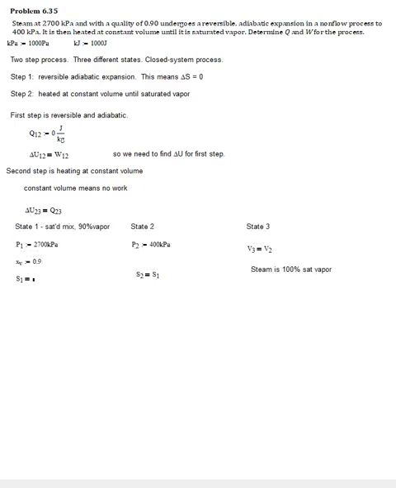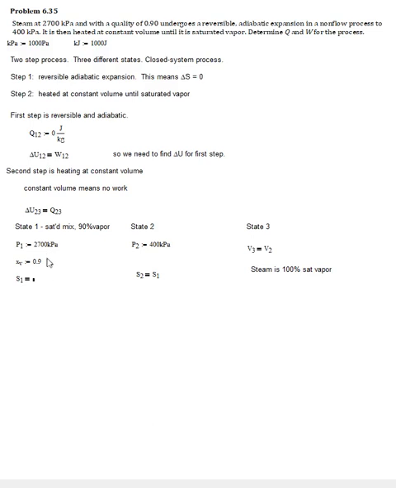So start with state 1. I've got a diagram here of what we know about state 1, state 2, and state 3. State 1, we know the pressure, we know the steam quality. We don't know the entropy. We don't know the enthalpy. State 2, we know the pressure. It's a lower pressure, since we're doing an expansion. We don't know the entropy, but we do know that it is equal to the entropy in state 1. And then state 3, we know that the volume of state 3 is equal to the volume of state 2, and that we are at 100% saturated vapor.